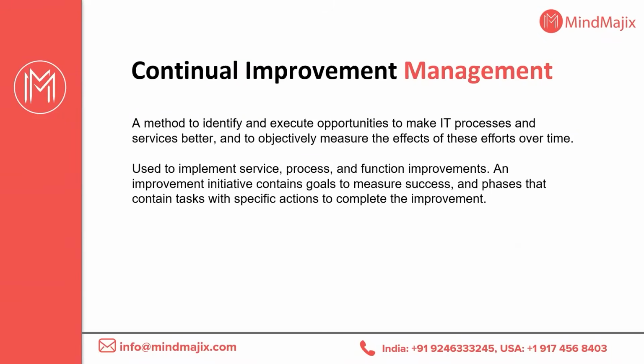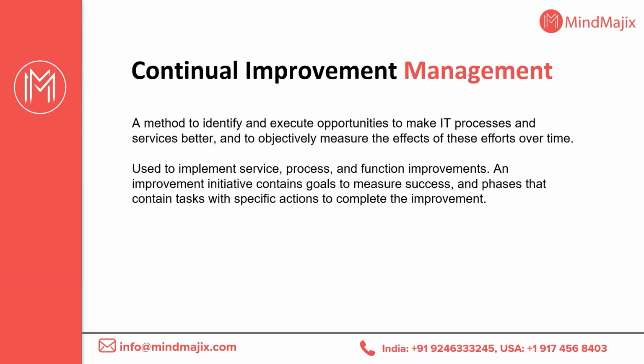So the next topic is continual improvement management, and this particular management is a byproduct of both problem and incident. Both of them use this particular thing. So the continual improvement management is basically a method to identify and execute opportunities to make IT processes and services better. So when you're having a review done, and you feel that this particular process could have been done better, and internally within your team or your projects you are deciding it, at that time a continual improvement management plan has to be done.